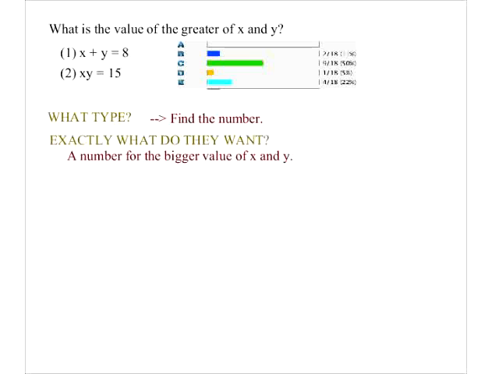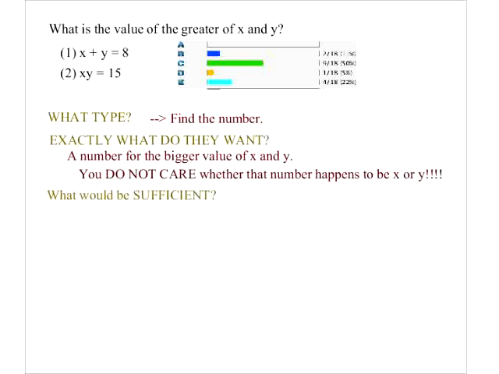Remember that at the end of the day, a problem that is find the number is only asking you to find a number. It cannot simultaneously ask you to find a number and to tell you which letter that number is. So you do not care whether that number happens to be x or y. So what would be sufficient to this problem? Text box, please.